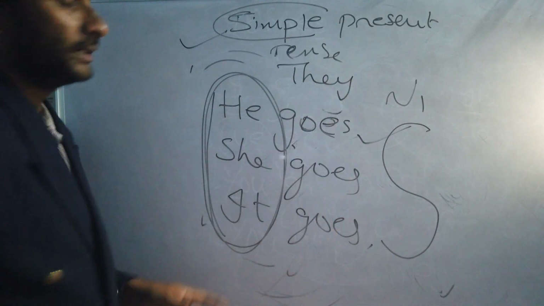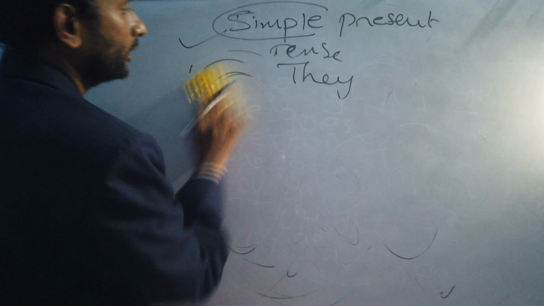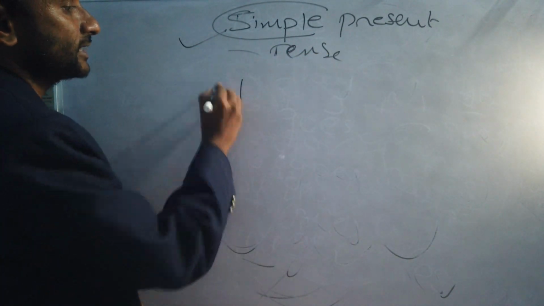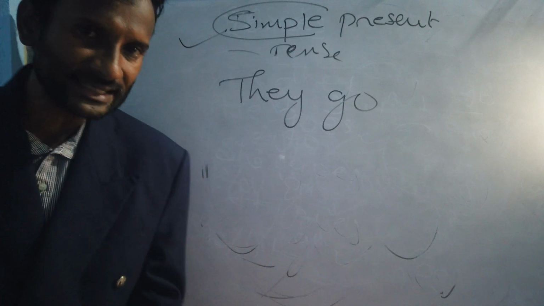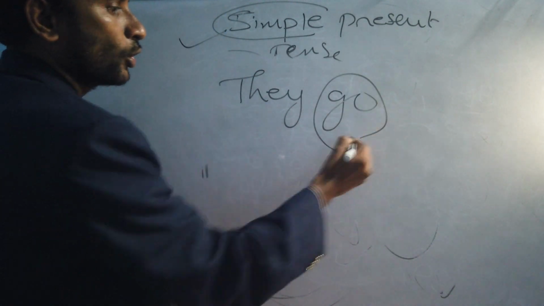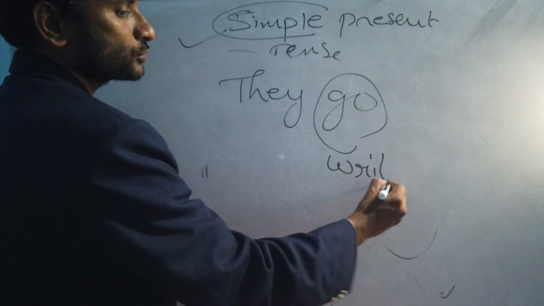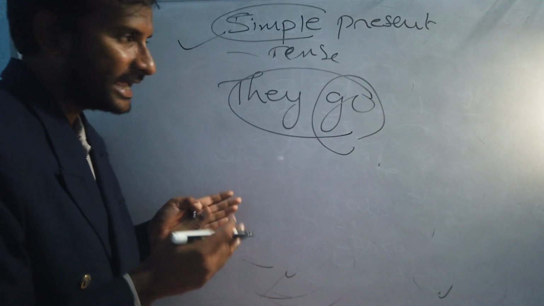Third person plural, that is they. No need to add S here, only for he, she, it. Okay. So with this, we will say they go. So this is the basic structure of simple present tense. Whether you write go or write, this is also V1. So they go. Okay, we are learning they go.